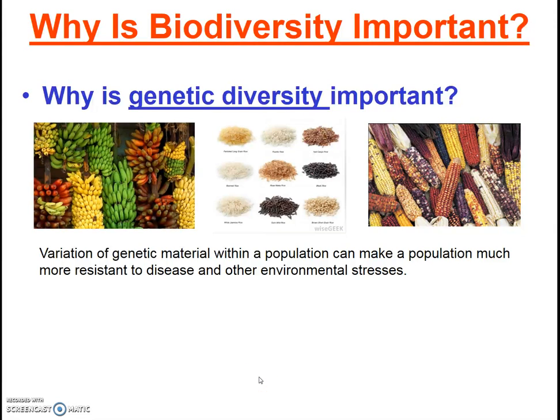Additionally, since they survive, they can pass along these desirable traits to their offspring. I've just shown three agricultural plants here: bananas, rice, and corn. But the same premise goes for other plants, animals, including humans, bacteria, etc. Genetic variation makes a population more resistant and able to adapt. Let's consider agriculture for a moment. Genetic diversity provides us with food security and potential new food sources.